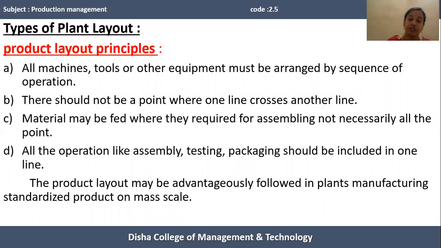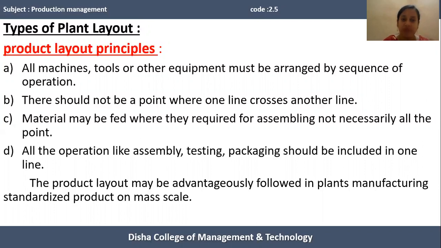And all operations like assembly, testing, packaging should be included in one line. Means whatever operations or processes are required for manufacturing a good should be arranged in a straight line manner, so that at the end the manufacturer will be able to get a finished product.